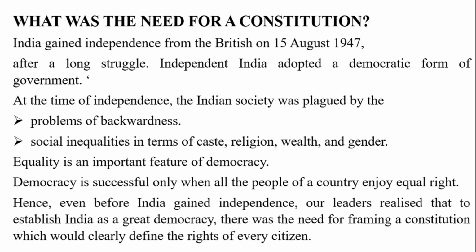What is democracy? How did democratic government take place? What are the different kinds of democratic scenarios? All the minor information regarding democratic government you have already studied in your previous classes, so we are not going to discuss more about it now. At the time of independence, Indian society had different kinds of problems such as backwardness and social inequality in terms of caste, religion, wealth, and gender.